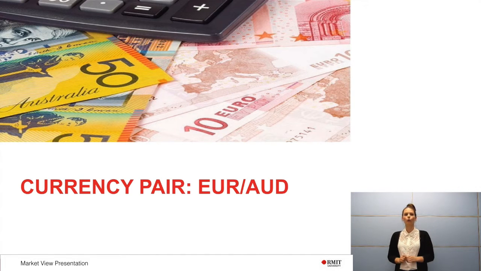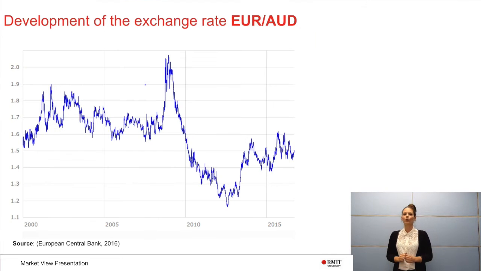Now, we will move on to the second currency pair, which is the Euro and the Australian dollar. We will start off by explaining the development of the exchange rate for this currency pair. In this chart, you can see the development of the last 16 years. It is remarkable that the Euro strongly depreciates against the Australian dollar from 2009 after the financial crisis and in the first years of the Euro crisis.